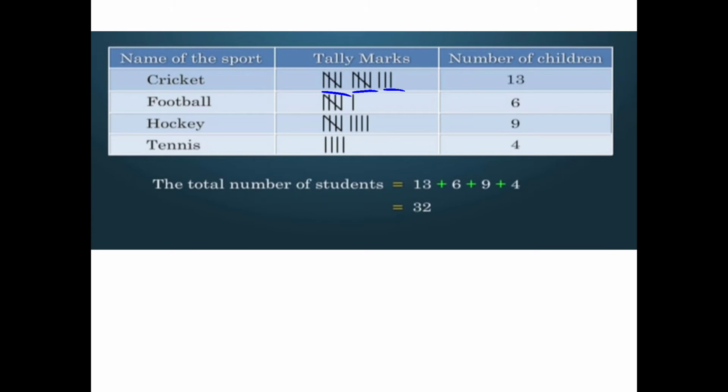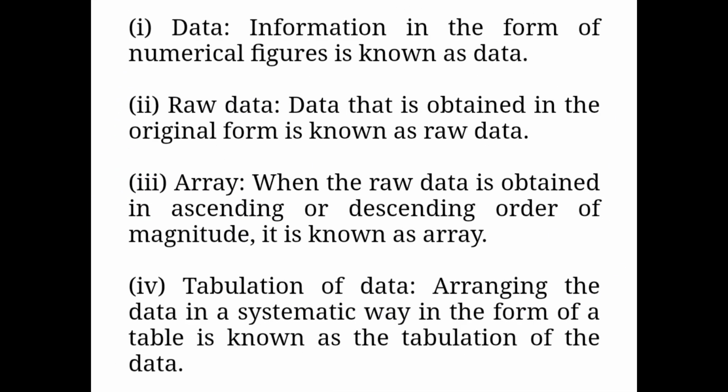So finally we have to find how many students are there. The total number of students is equal to 13 plus 6 plus 9 plus 4, which is equal to 32. So it's a small example. Let us come to the chapter.